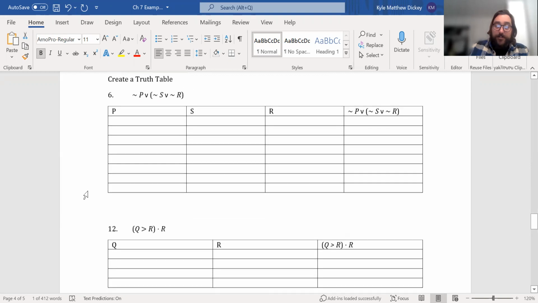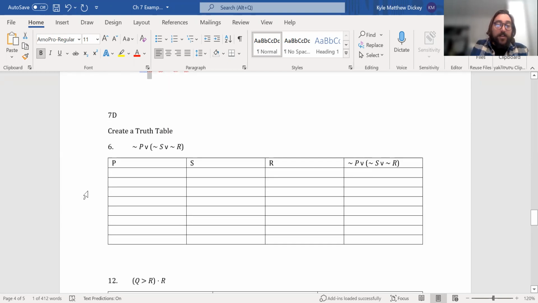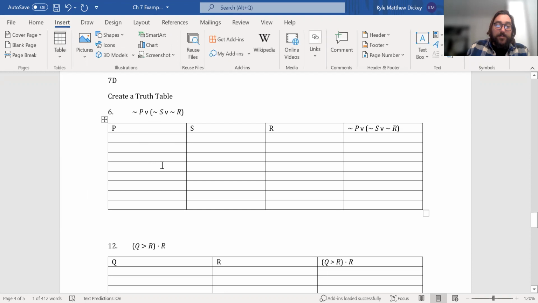Now we're doing some real truth tables, and then we'll go through these and be done. All right, so real truth table. First, it says create a truth table for this statement. So I've already created the truth table here. The way that you do that, and I'll do that in a minute for you, is just insert table, and then you make a table, and you've got to figure out how long you want the table.